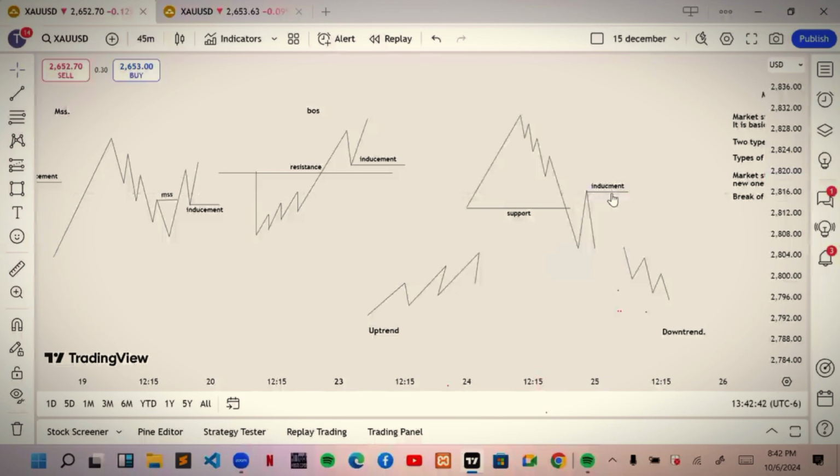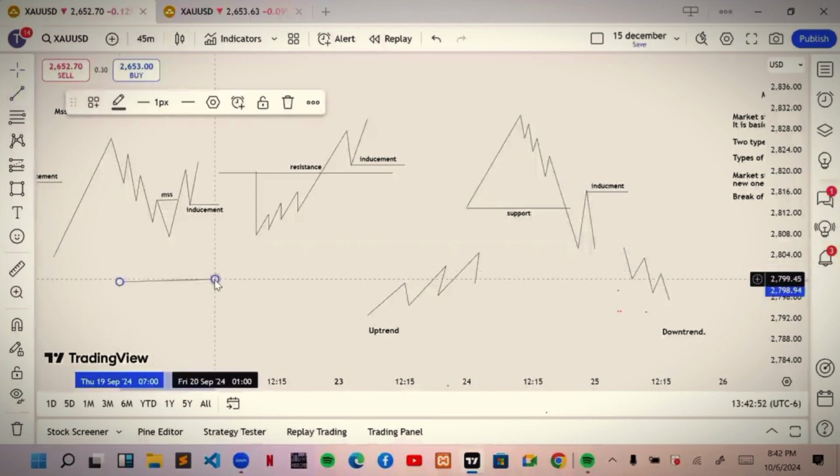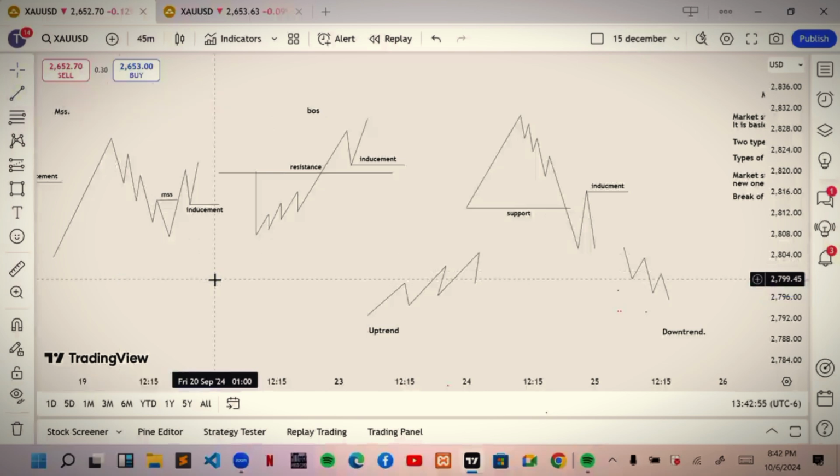Now, the pullback can be multiple candles and it can also be one candle. Everything depends on the time frame. Let's say there are 5 minute candles, and it's 10: 1, 2, 3, 4, 5, 6, 7, 8, 9, 10. On 1 hour time frame, it can just be a single candle. On the 5 minutes time frame, it can be 10 candles. So how many candles it is does not really matter.